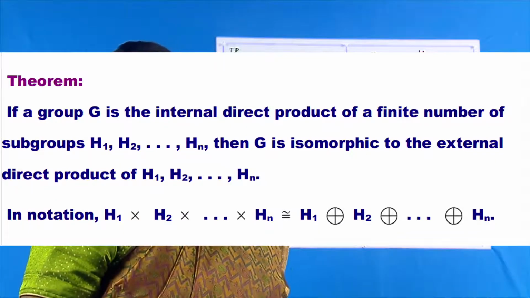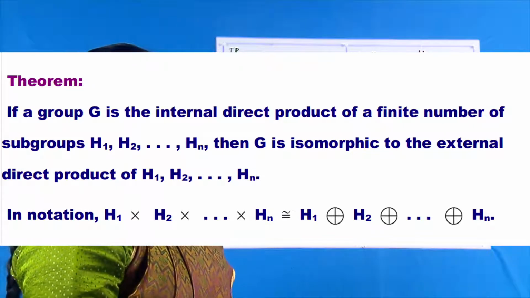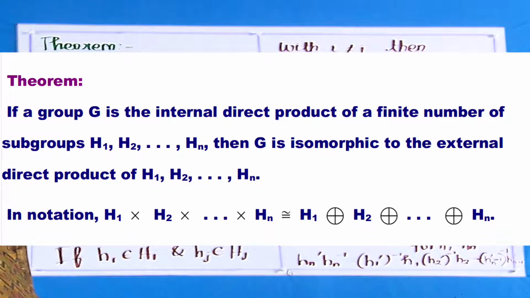Let's see a theorem now. If a group G is the internal direct product of a finite number of subgroups, namely H1, H2, so on up to Hn, then G is isomorphic to the external direct product of H1, H2, so on up to Hn. The notation is as follows: H1 cross H2 cross so on up to cross Hn represents the internal direct product, and we have to show that this is isomorphic to the external direct product, which is denoted by the addition modulo symbol. Therefore, this is the external direct product H1, direct product H2, so on up to Hn.